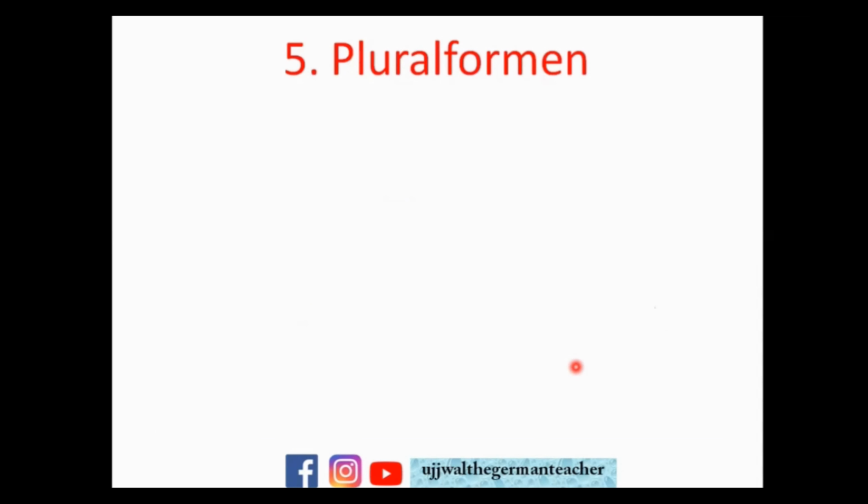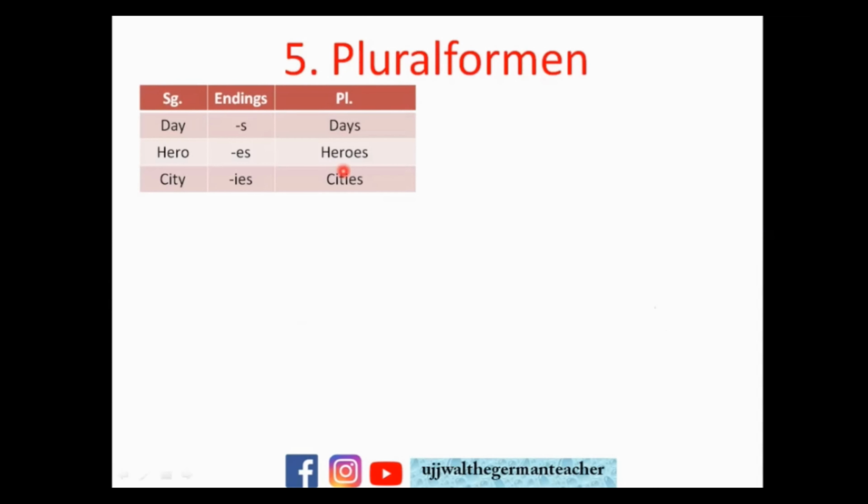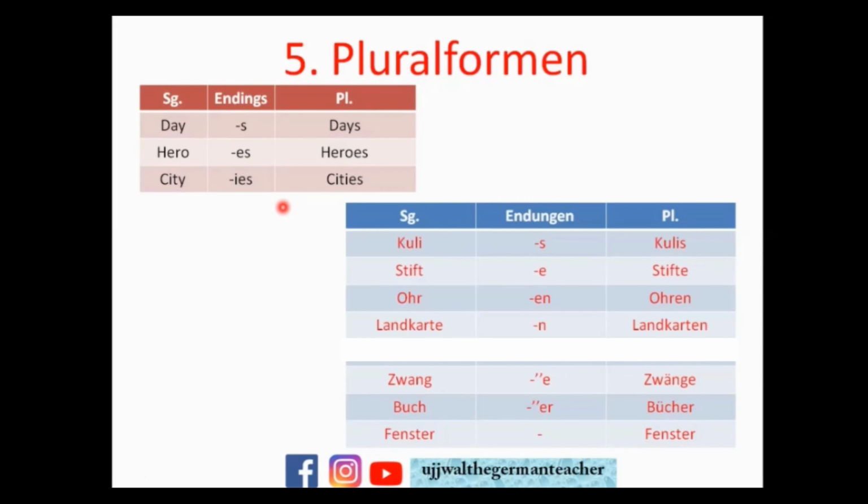Let's move to the next part now. Pluralformen. So plural forms. Okay. What is the mistake we make here? Again, the same thing. We have the English concepts in our mind, right? You add S, ES, IES to make the plural form. Day, days, hero, heroes, city, cities. Even you put VES like leaf, leaves. But in German, it's not just about S or IES, right? There are many other endings also playing a role here.